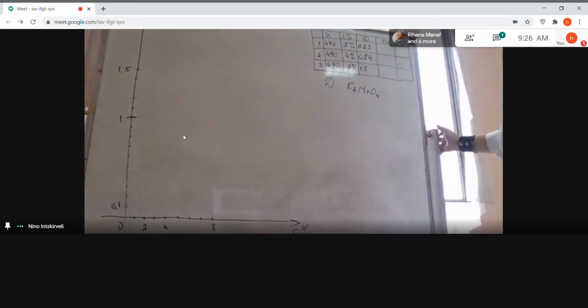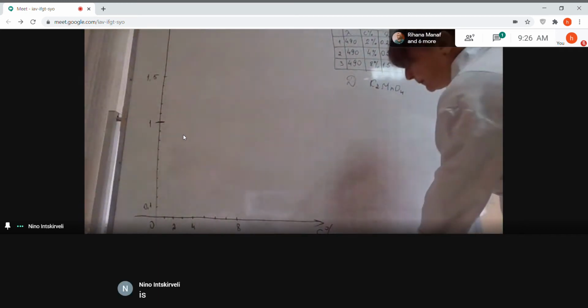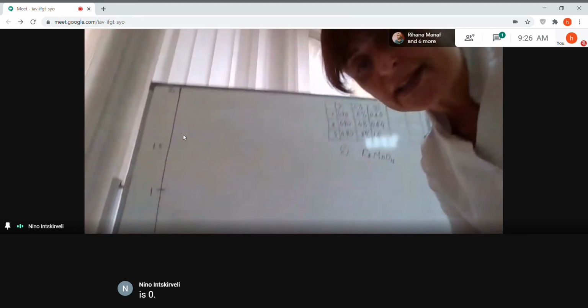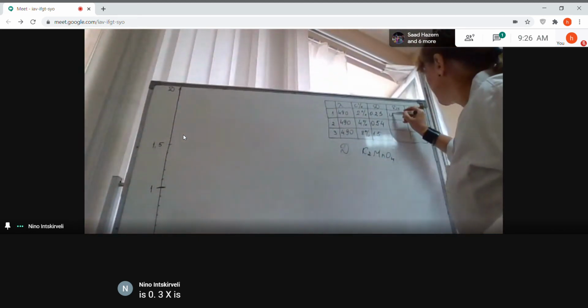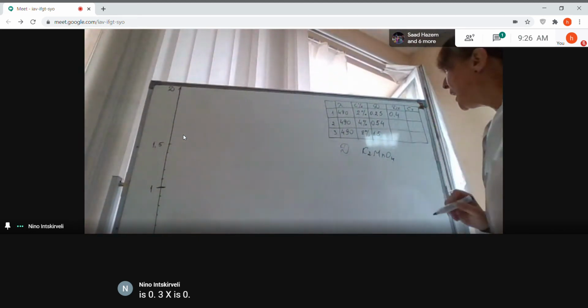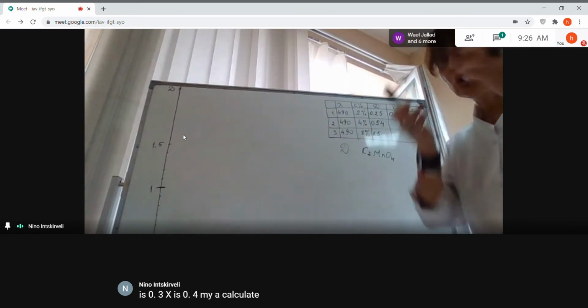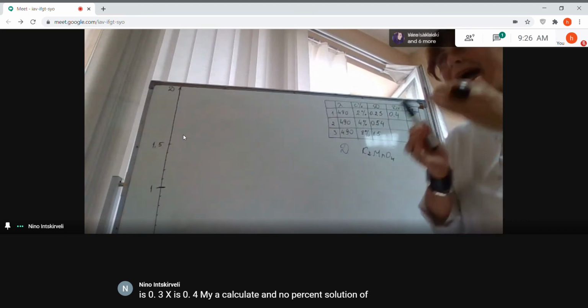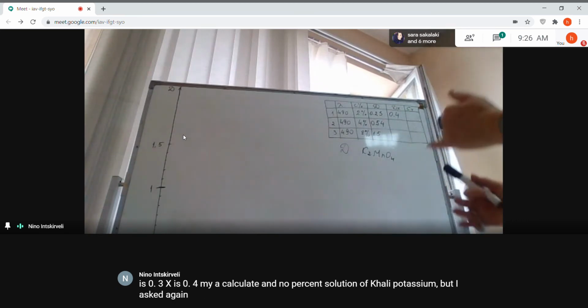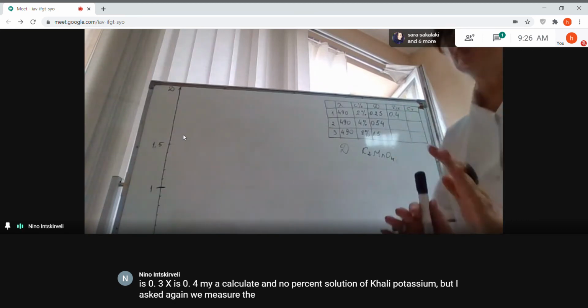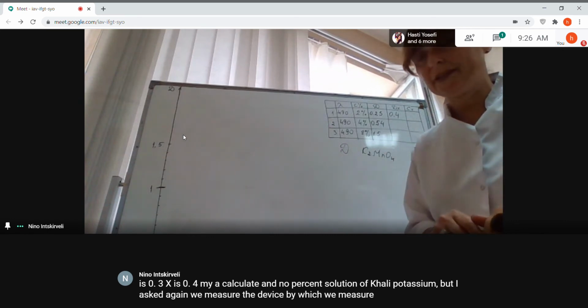Tx is 0.4. My aim, calculate unknown percent solution of kali potassium, but I ask again, the device by which we measure, we measure only optical density.